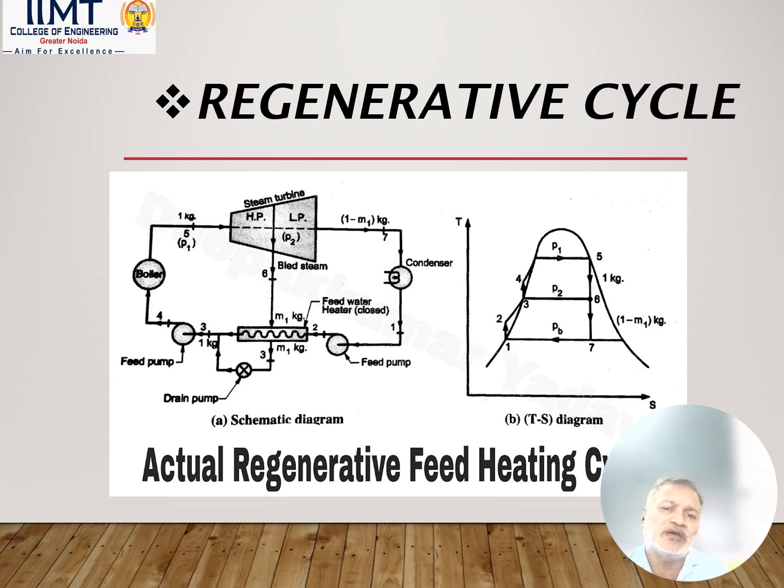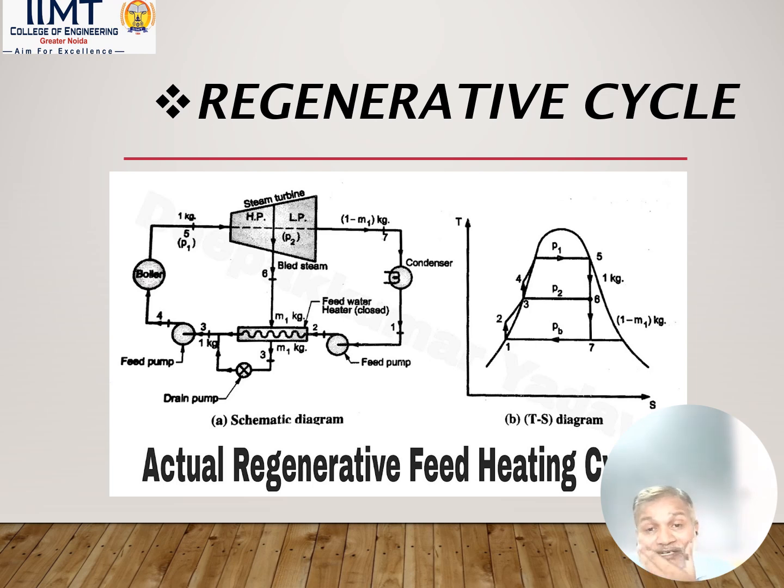But there is a problem. You can see the problem since here we are extracting, or bleeding, steam m1 kg. So there will be lost work. The efficiency will increase, but the capacity of the plant will decrease. How much? See here, from 6 to 7, there is only 1 minus m1 kg of steam. So therefore, there will be somewhat less work produced.